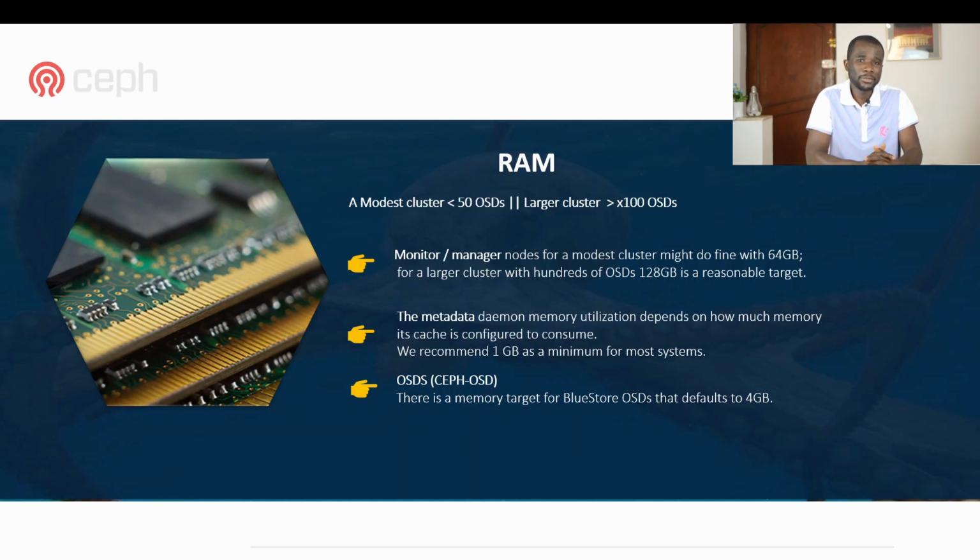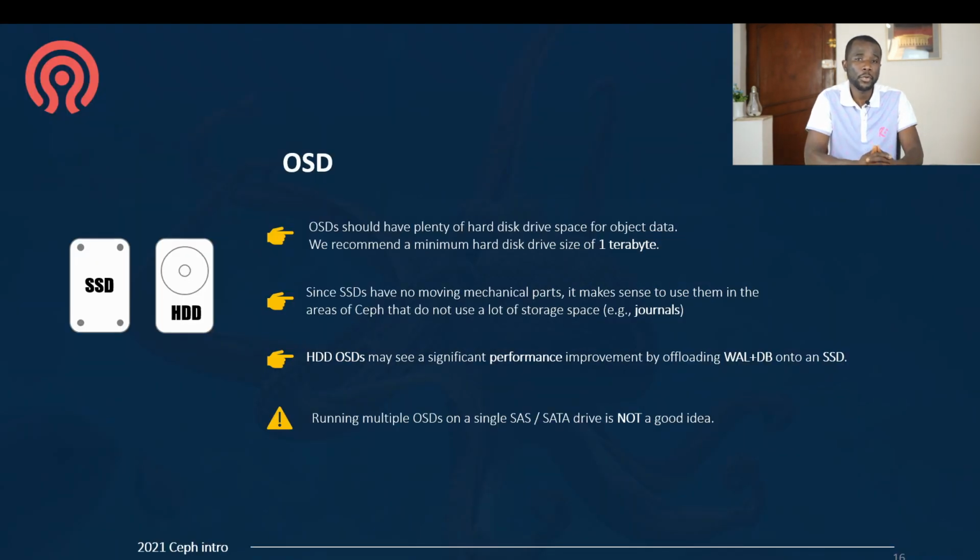Now let's talk about the OSD. The hard drive can be a mechanical hard drive, and it can also be an SSD for the storage. Let's talk about our general recommendation for this point. If you intend to have OSDs inside your cluster composed only of mechanical hard drives, the hard drives should have the same size, and the recommended size is 1 terabyte.